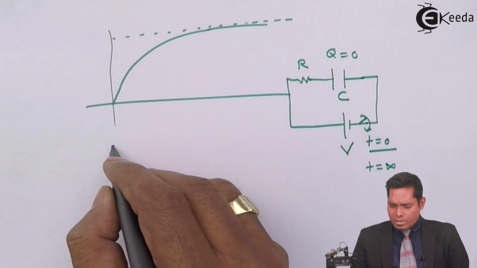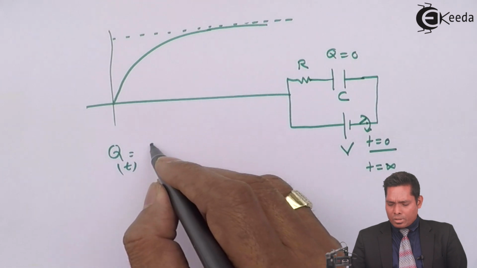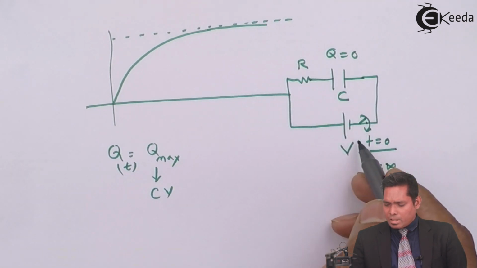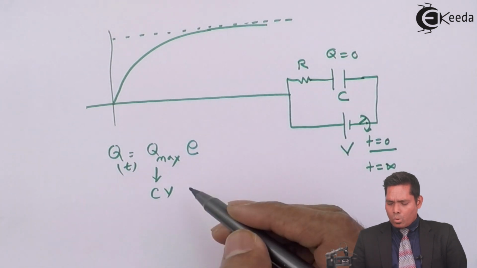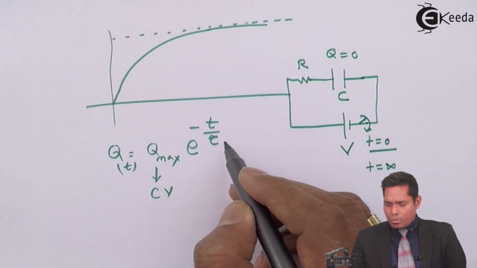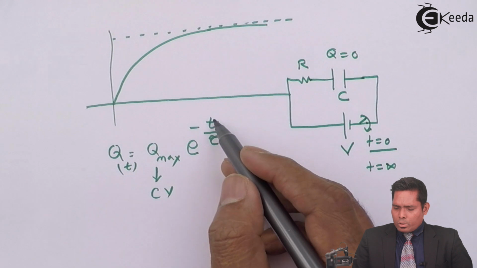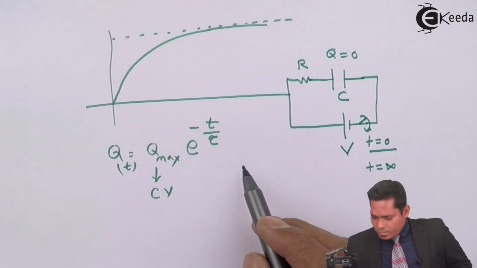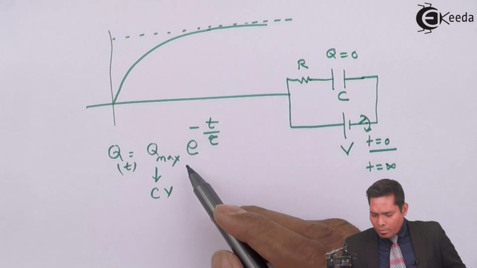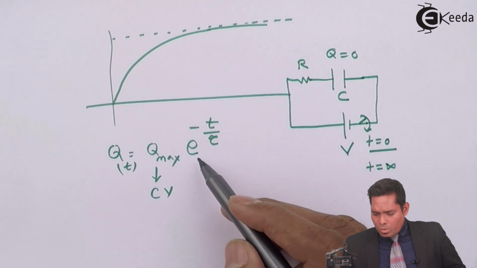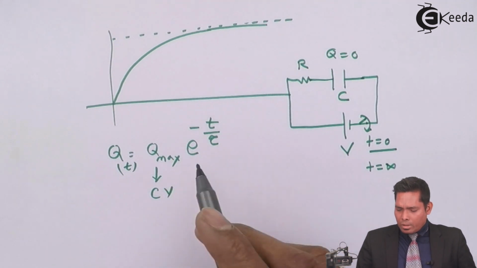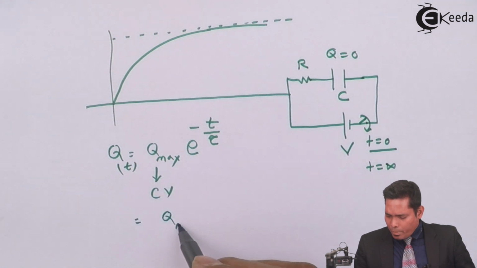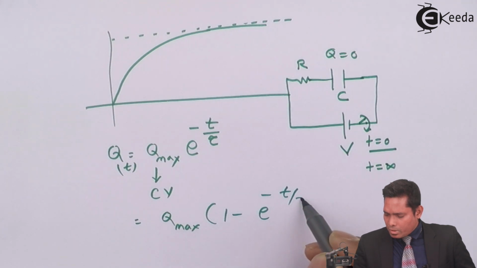That grows exponentially, and the equation for the charging of a capacitor is: the charge at any instant of time is the final charge that has to be stored, the maximum charge, which is obviously CV, the capacitance and the battery voltage, and e raised to minus t divided by the time constant. If I put t equals 0, then 1 upon e raised to 0 is 1. This is discharging, and the charging of a capacitor is Q maximum times 1 minus e raised to minus t by tau.